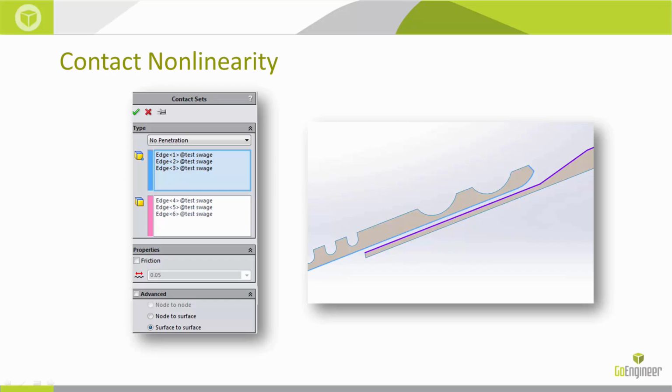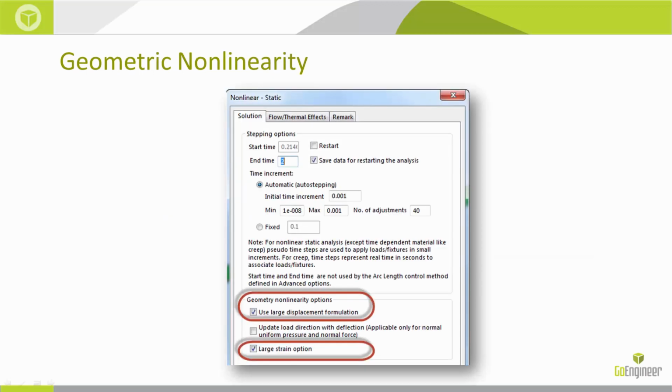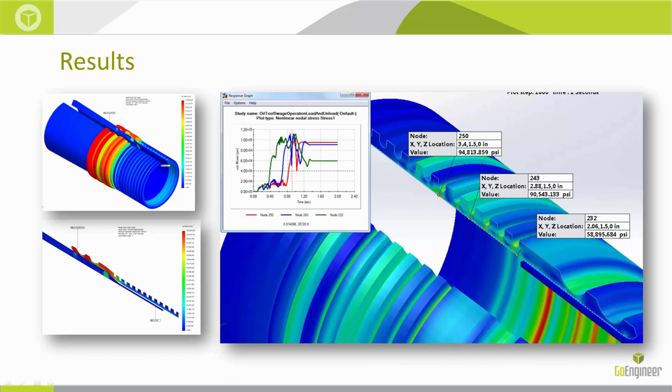And again, this is a benefit of the nonlinear analysis, is that once they make contact, we'll be recalculating the stiffness of the model. Since we expect a significant amount of deflection, we're using our large displacement formulation as well as our large strain option. Here's what the results look like. As we start pushing in, we see that there's some stress, and then there's a huge leap in our response graph, and then it levels out somewhat again.